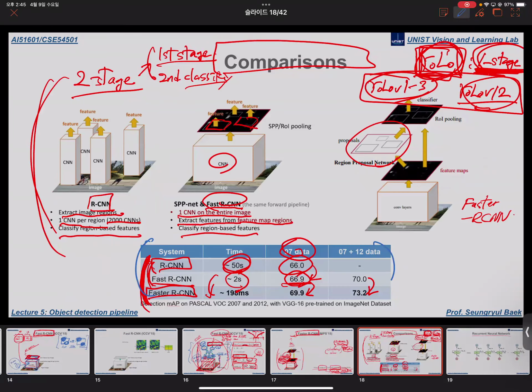So this is the comparison between these three algorithms, RCNN, fast RCNN, and faster RCNN. So the time is being reduced. At the same time, the accuracy is becoming more robust. Okay.